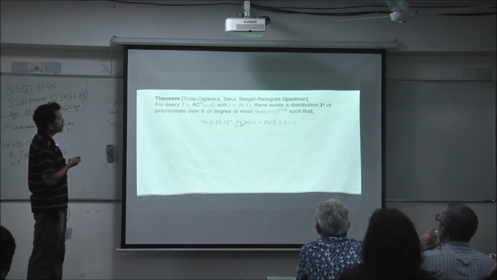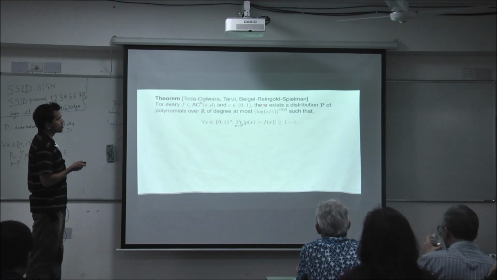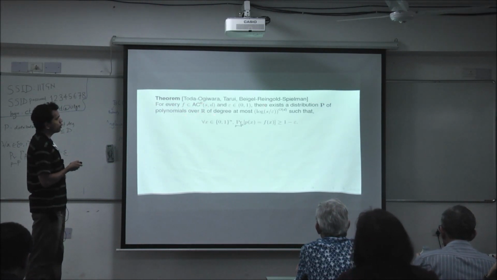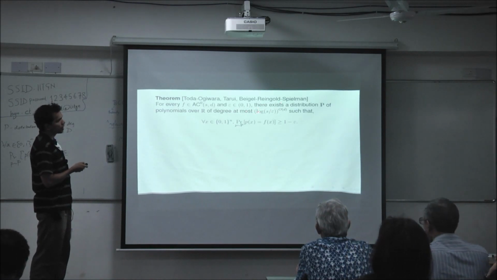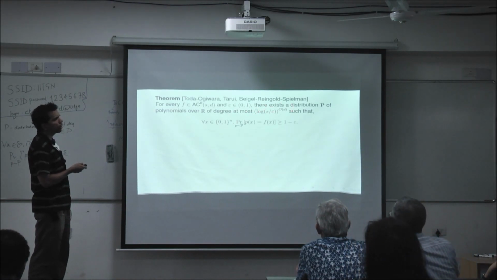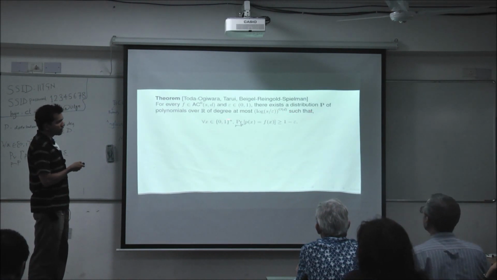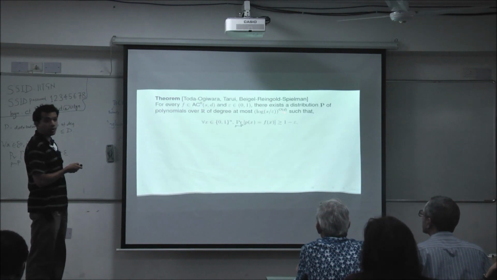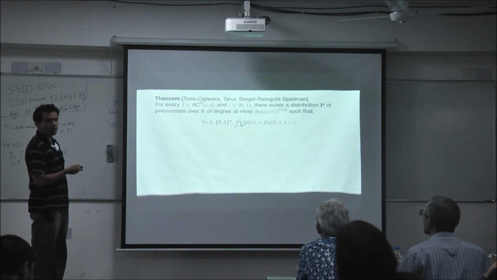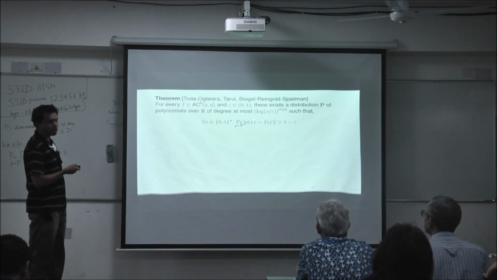Okay. So for every f in AC0 ST and epsilon in (0, 1), there exists a distribution of polynomials of degree at most... I want to be a little precise about this, so let me just go over it carefully. It's (log s over epsilon) to the order d, with the same property as we had here. So log s is the number of gates, epsilon is the final error that we want, whole to the d.